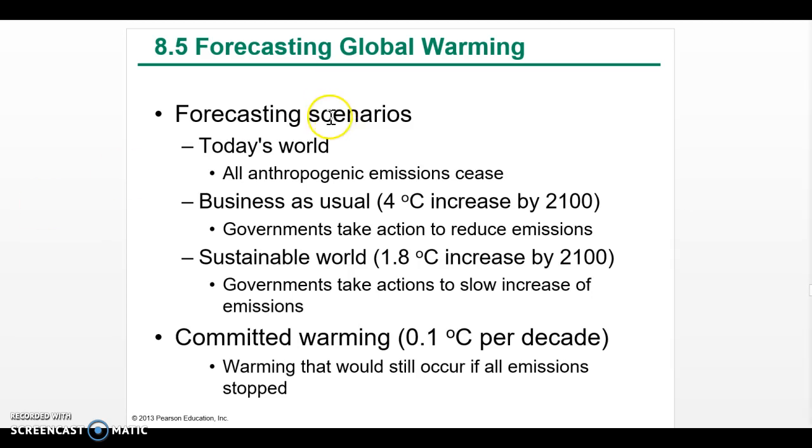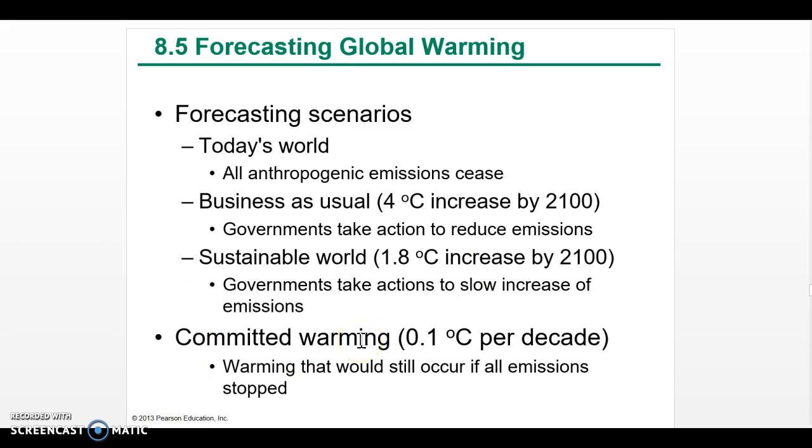So here is what we need to look at. What are we doing today? What's business as usual? What's a sustainable world? And if we stay business as usual, where the government takes actions to reduce emissions, just minute ones, we'll see a 4% increase. If we try and live in a sustainable world, we'll see a 1.8 degrees Celsius increase by 2100. But if we're committed, then we'll see a very small increase per decade. And of course, this is what we really want to do. But everyone would have to be committed to this.